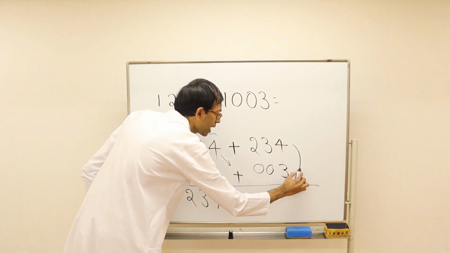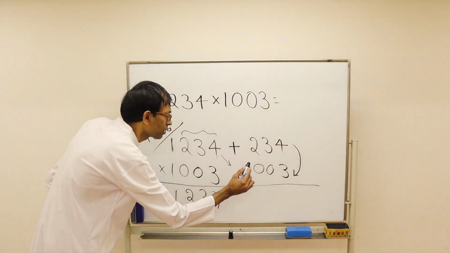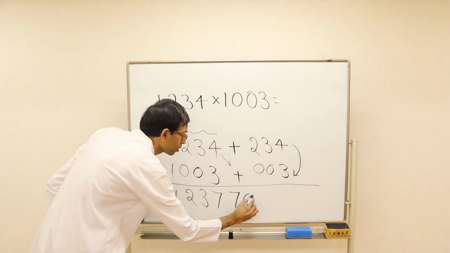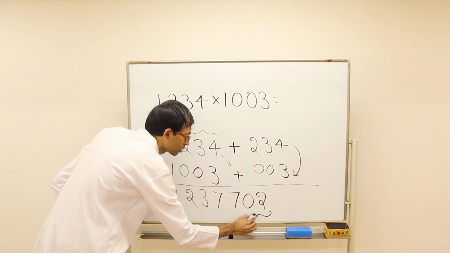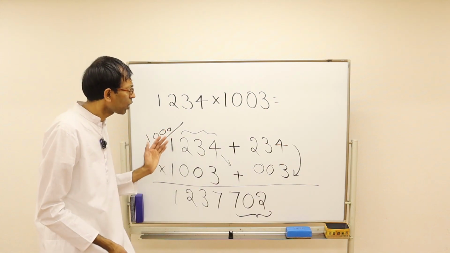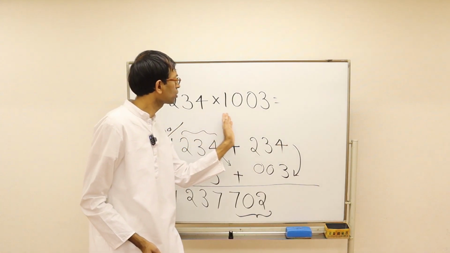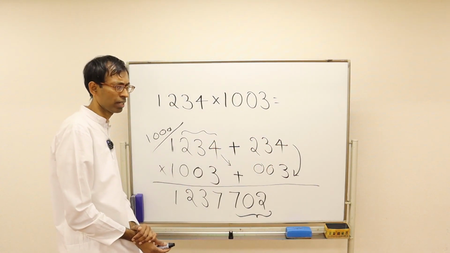And then you have to multiply these. 702. It should be a 3-digit answer. And this is the answer for you. So instead of doing all this, can we simply see this and do it? How to do this?